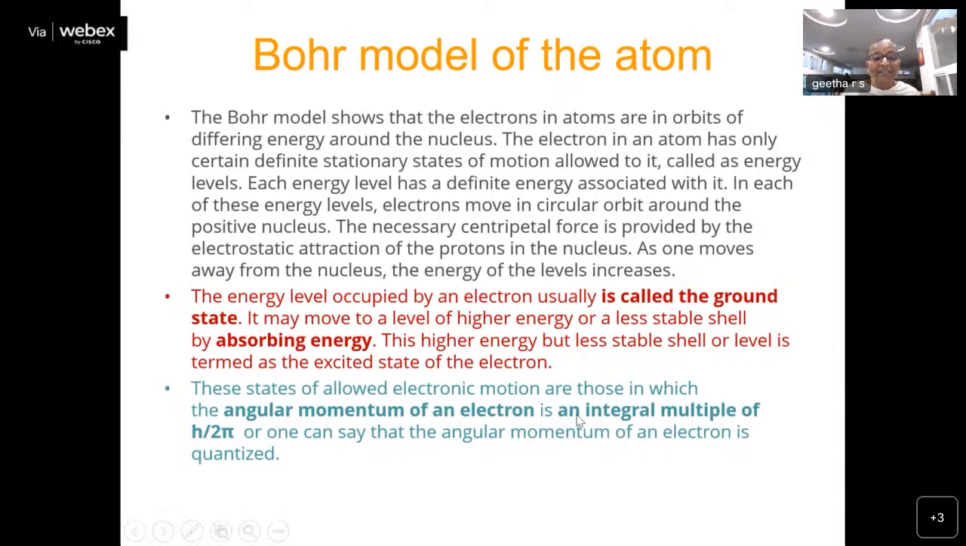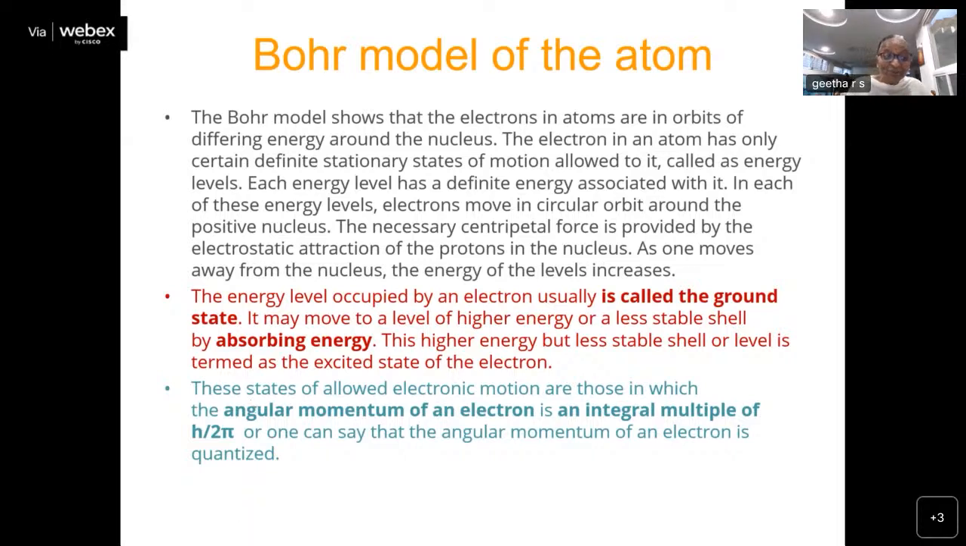What it says is that a condition was put. It should be an integral multiple of h divided by 2 pi. That means the angular momentum of the electron cannot have all values, but it can have values only in integral multiples of h by 2 pi. Why? In Bohr's model, at that time he got the answers by giving it like that. It is very easy to ask the question why, but you have to think about those things. People have thought about why it is working, and they have come up with the answers.